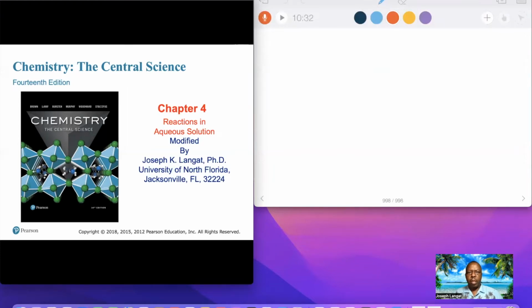In the previous chapters, we looked at how to write chemical formulas for compounds and how to balance chemical equations, and it's going to be central in order to understand what is going on in chapter 4. We will need to revisit those concepts, and I believe you have mastered them. Now, chapter 4 is reactions in aqueous solution.